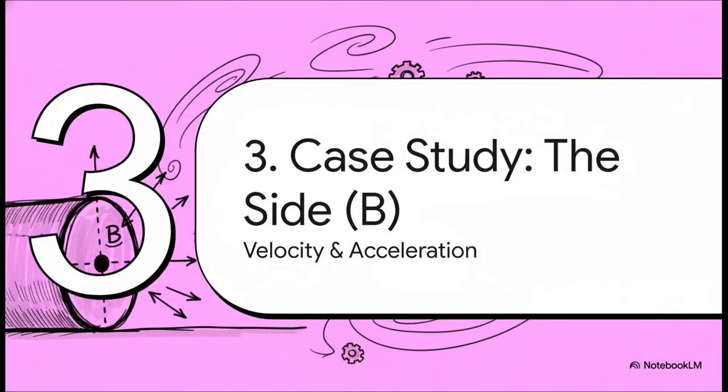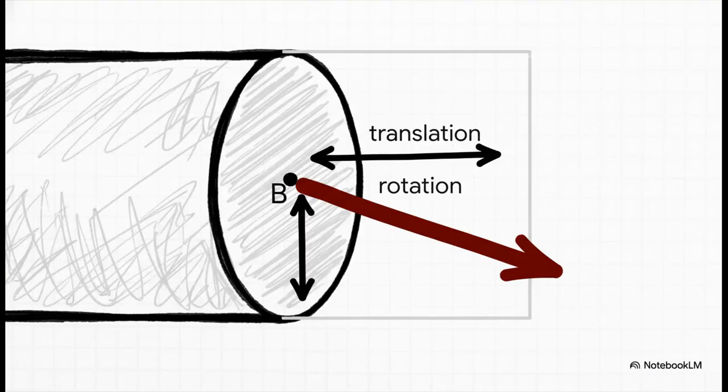Okay, one down, one to go. We've totally figured out point A. Now let's just rinse and repeat for point B, the one on the side. At point B, adding the vectors gets a little more fun. The sliding motion gives it a horizontal velocity v. The spinning motion gives it a vertical velocity v, pointing down. So we have two vectors at a right angle.